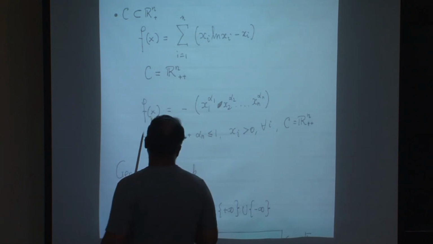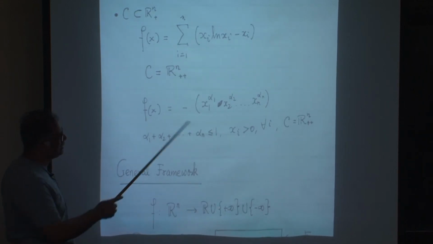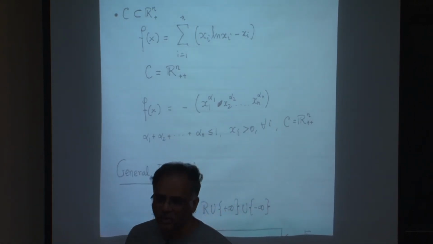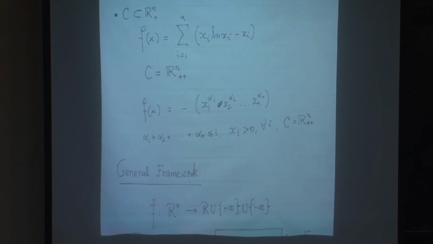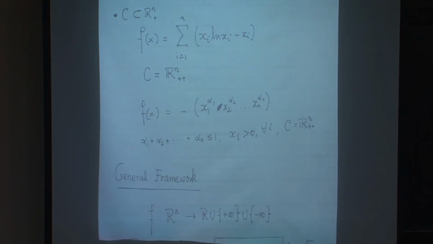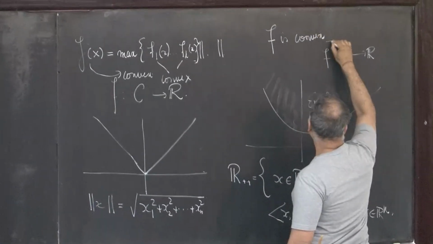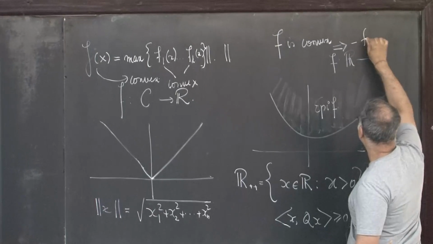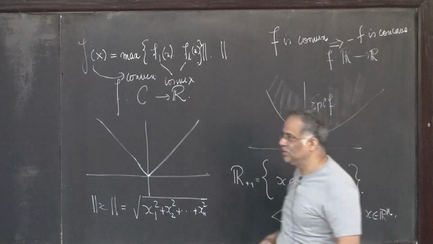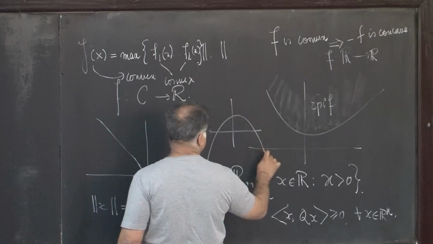Now this f of x, if I don't take the minus, is a class of functions called the Cobb-Douglas functions, and they form what is called concave or quasi-concave functions, used heavily in economics. You see that if f is convex, it implies that minus f is concave. That is called the negative of this function. If a convex function looks like this, a concave function would look like this.